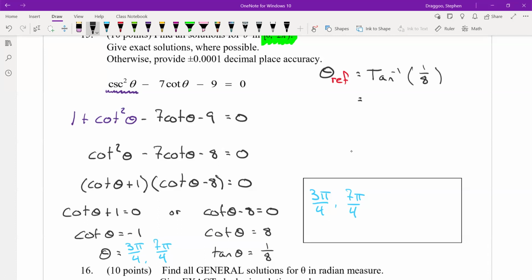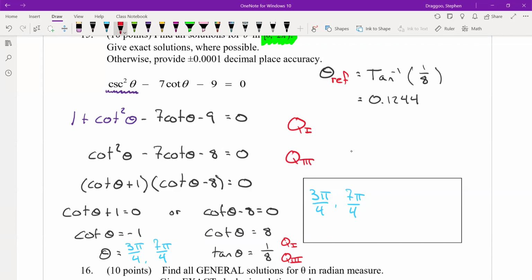Plugging that into a calculator and being in radian mode, you should get 0.1244, or at least that's what I got. So that's our reference angle. Using our reference angle, we'll need to locate the two angles within one circle that solve the equation. So come back to the original statement of tangent theta equals 1/8. That number is positive. So we should be finding solutions that are in the first and third quadrants. Those are the two quadrants where tangent is positive. So label that up here. Quadrant 1 and quadrant 3.